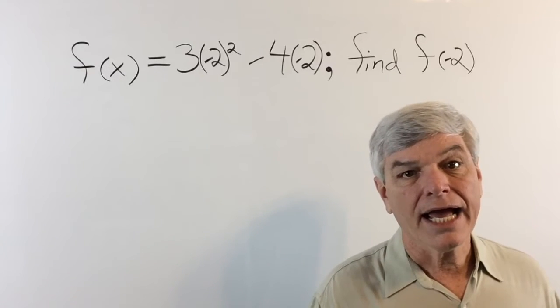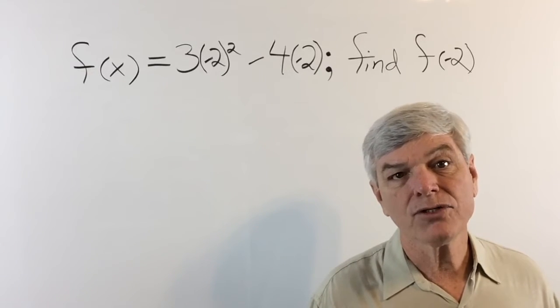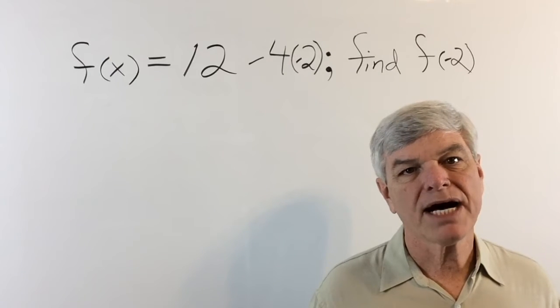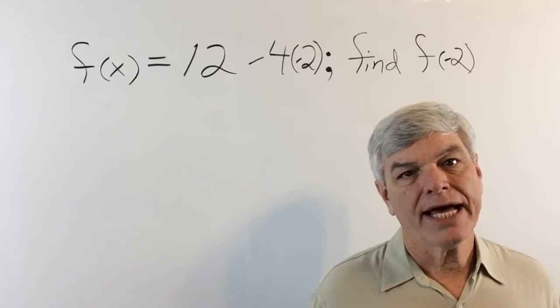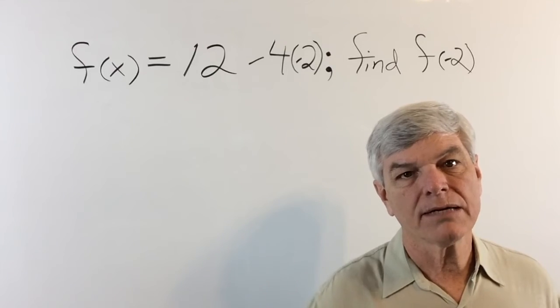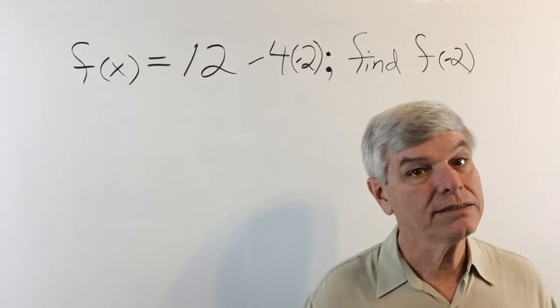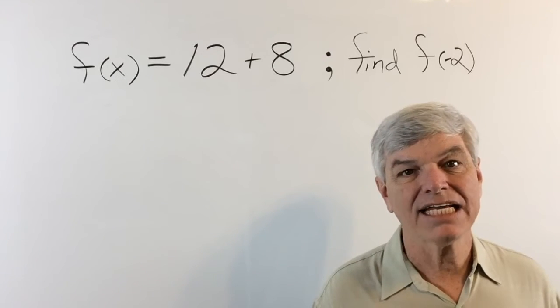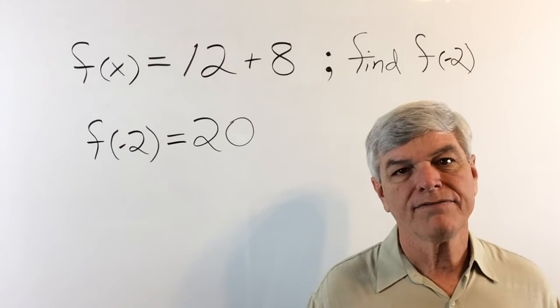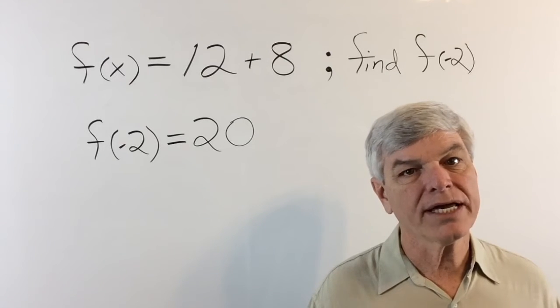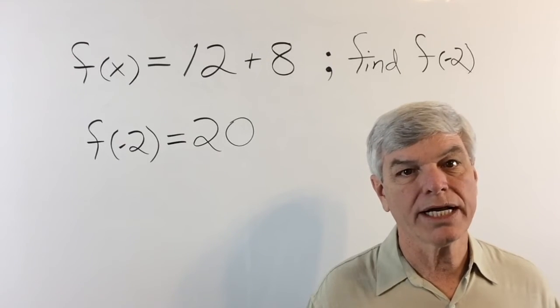Then this negative 2 is going to be squared, which means a negative times a negative. Negative 2 times negative 2 is positive 4, and 3 times 4 is positive 12. And negative 4 times negative 2 is positive 8. We're going to lose that negative sign. And 12 plus 8 is 20. So this is the way that we would write that. The function of negative 2 equals 20. In the formula that we were given, the function of negative 2 equals 20.